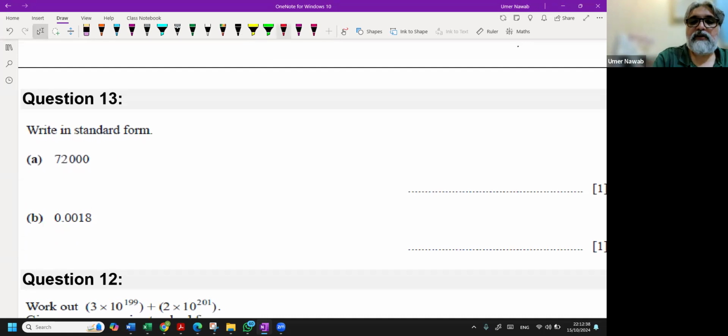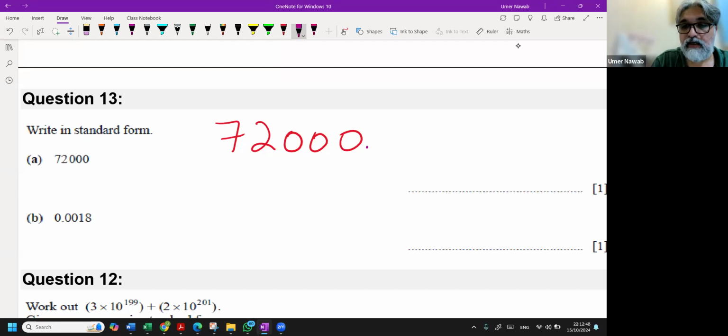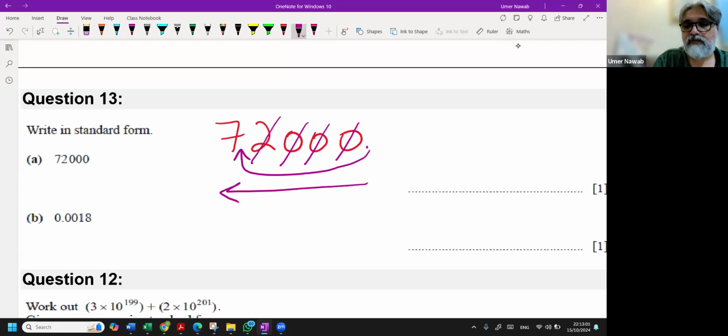Next is 72000. I have to convert this number to the standard form. So since the decimal is not shown, obviously it is at the end. I need to push it to come in front and in between 7 and 2. So it looks like 7.2. How many digits did I cross? 4 digits since I moved to the left. So the opposite sense is positive power. So 7.2 into 10 raised to power 4. Done. Next question number, 0.0018.